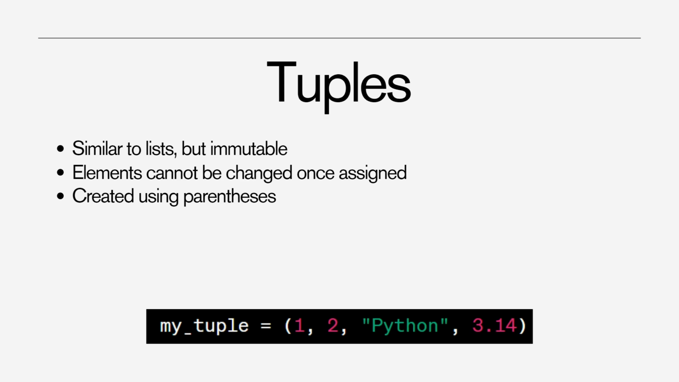Then we have tuples. Tuples are similar to lists, but they are immutable, meaning their elements cannot be changed once assigned. You can create a tuple by enclosing elements in parentheses.